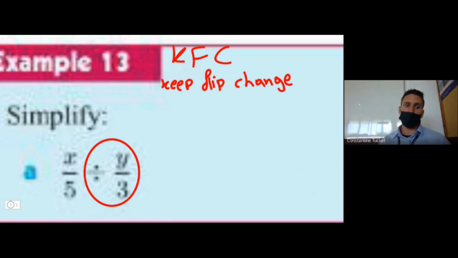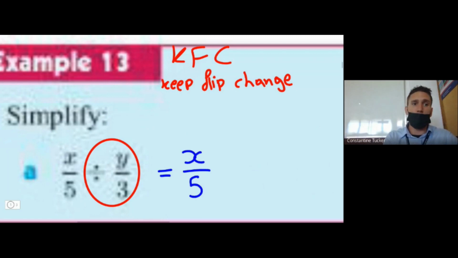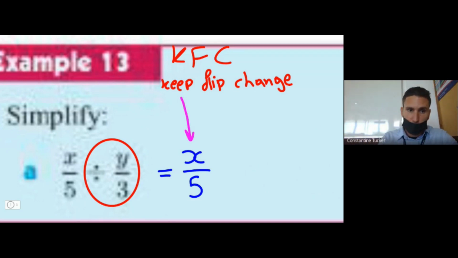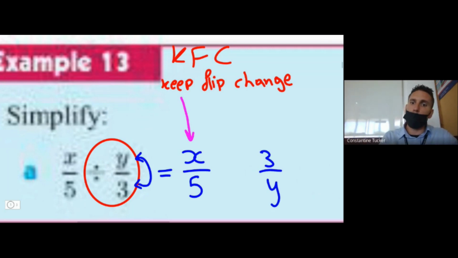Keep, flip, change. So what does that mean? It means we will keep the first one as it is. So x over 5 will stay as x over 5. We kept it. Now we flip the second one. So instead of y over 3, 3 over y. So that was what we meant by flip. And then I do multiply. Exactly. Then we change the division to a times. So that would be the idea.